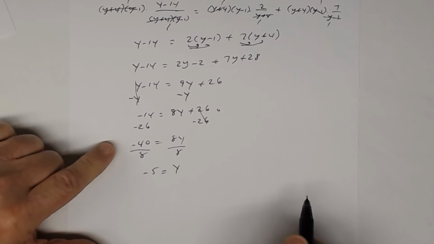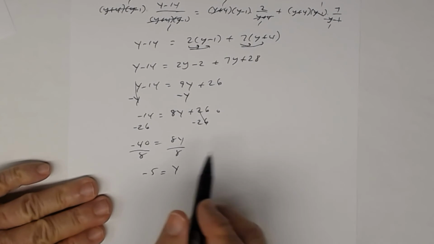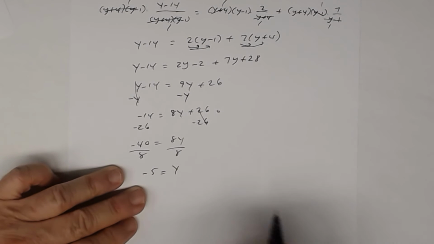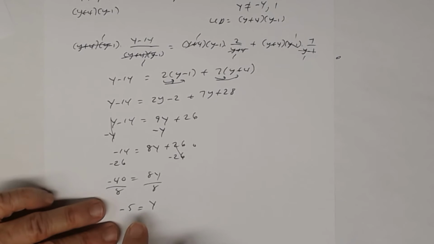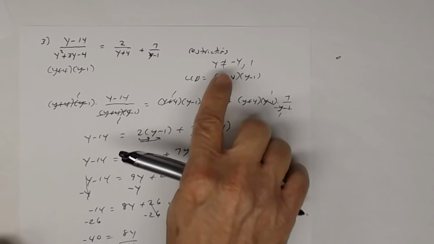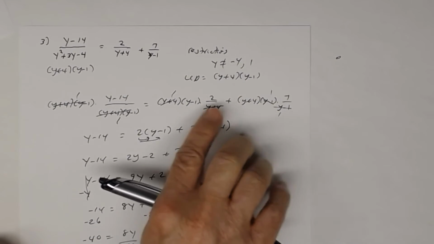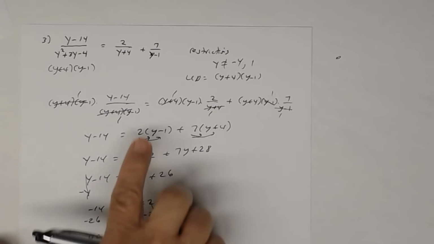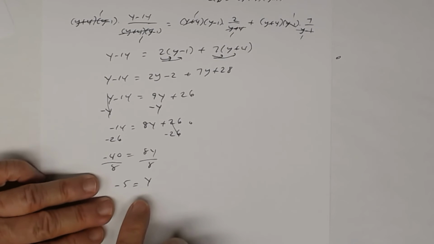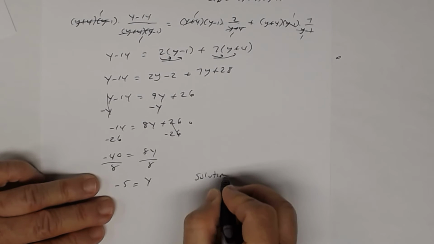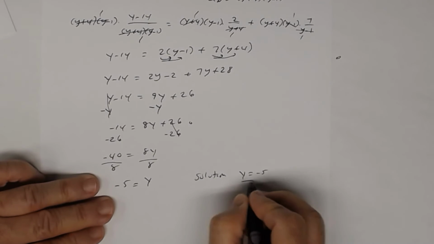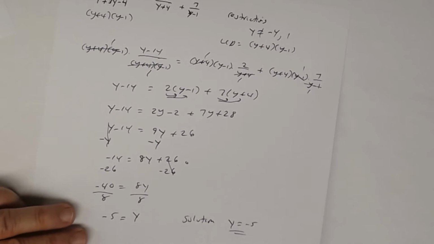All right, so negative 40 divided by 8 is a negative 5. Now, that's my proposed solution, right? That's your proposed solution. So you have to make sure, though, that your proposed solution is not a restriction, and it's not. So if I did all this work correctly, and I did, then this proposed solution is a solution. So my solution is y equals negative 5. Okay? All right, so that was number 3.